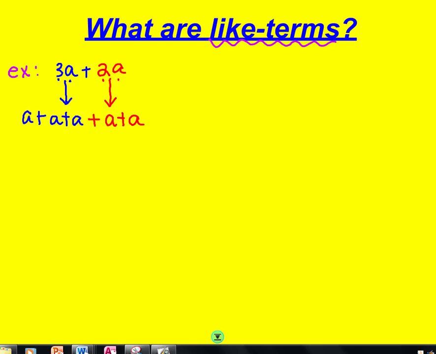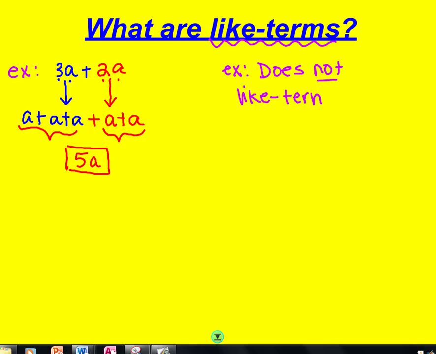So the benefit to having like terms is when you have the same variable with the same exponents, you can add them and subtract them. So in this case, I have 3 a's in my first term, and I have 2 a's in my second term. So when I add that together, I have 5 a's total. So that's an example with like terms. Here's a counter example. So here's an example that does not have like terms.